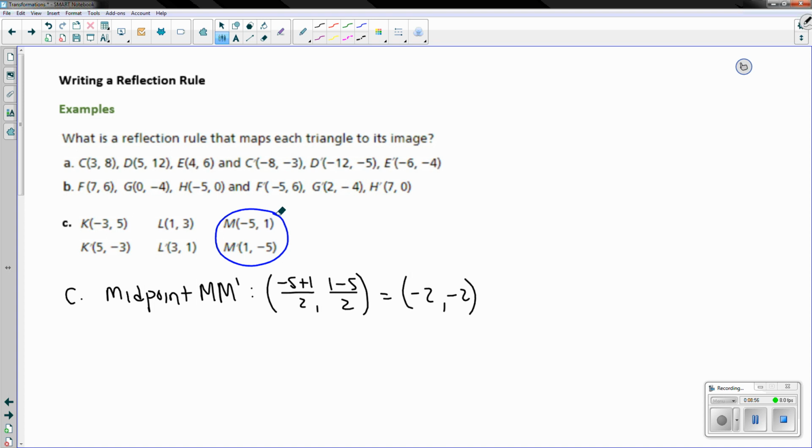So now let's calculate the slope of our segment, knowing that our line of reflection is going to run perpendicular to this. So we're going to do the change in y over the change in x. We're going to get negative 6 over 6, which is negative 1. So our slope here is negative 1, and our perpendicular slope is going to be positive 1.